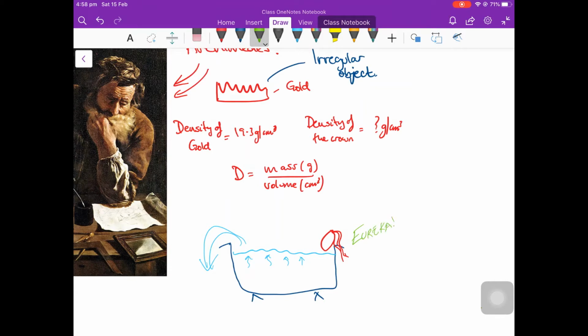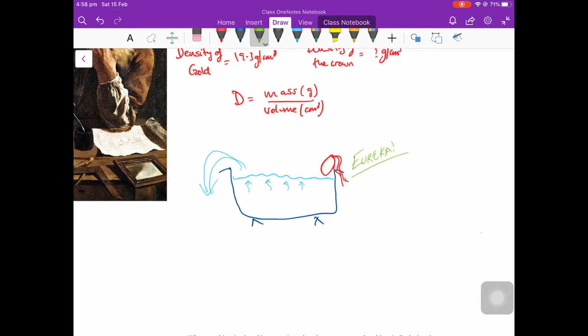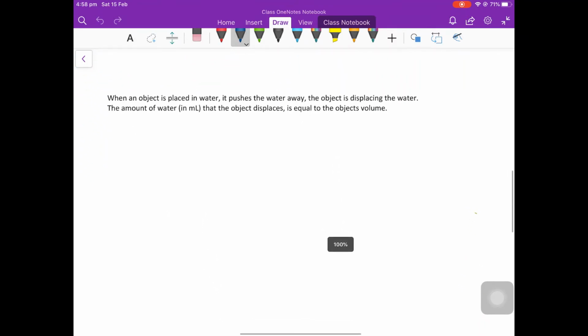Now, what did Archimedes do, and how did he determine the volume of the crown? Well, he used what's called the displacement method. The displacement method basically says the amount of water that's displaced by an object is equal to the object's volume. And I have that written right here. It says, when an object is placed in water, it pushes the water away. The object is displacing the water. And the amount of water in milliliters that the object displaces is equal to the object's volume.